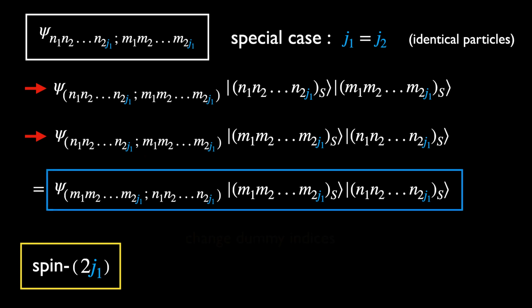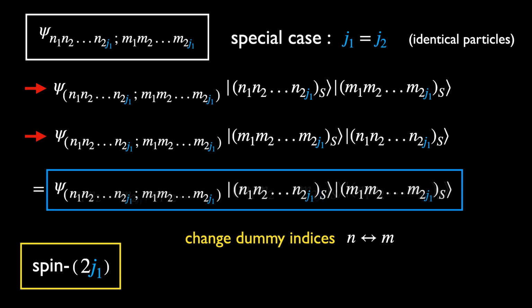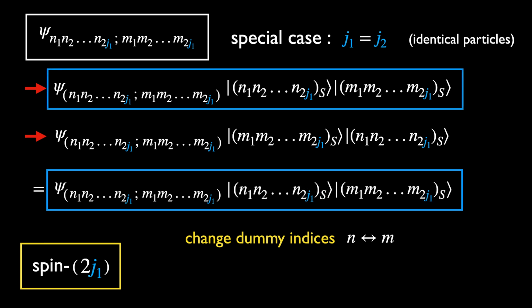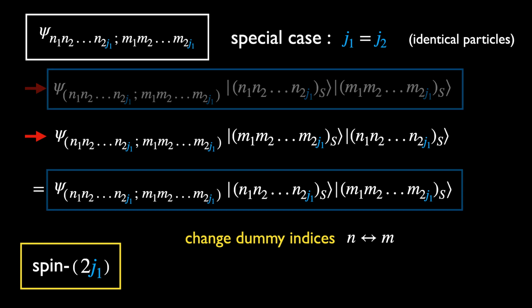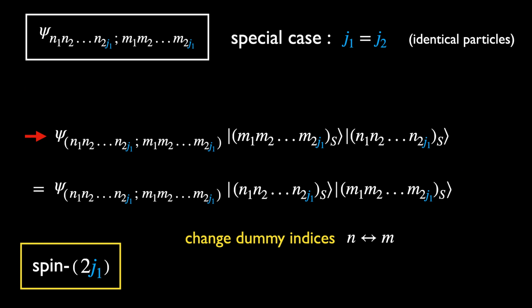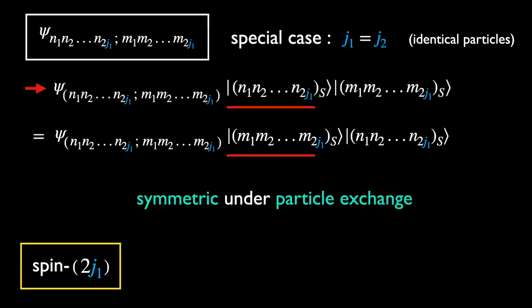Now we change the dummy indices for summation. And we end up with the original state. This shows that the spin 2j1 multiplet is symmetric under particle exchange. Let's note down the dimensionality of this multiplet, as well as its symmetry.